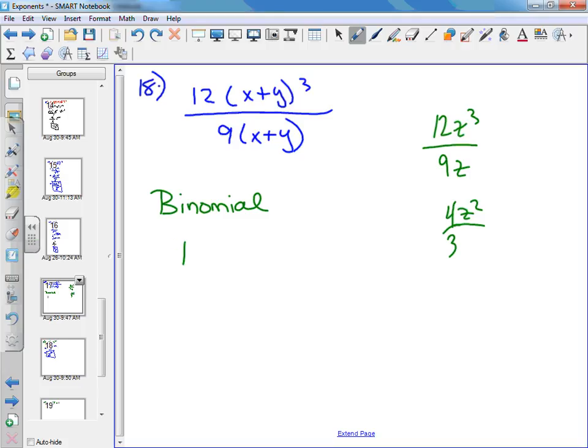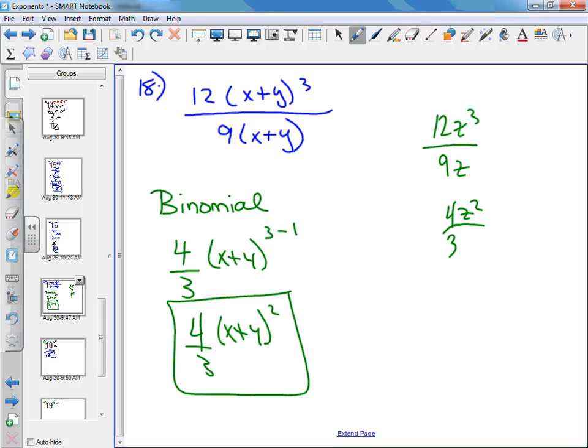Yes? Now, this problem is exactly this problem over here, except for you have a binomial. So you're going to still have the 4/3, but in place of the z, you're going to have x plus y, 3 minus 1, which is where you're going to get the x plus y squared. And it would be done.